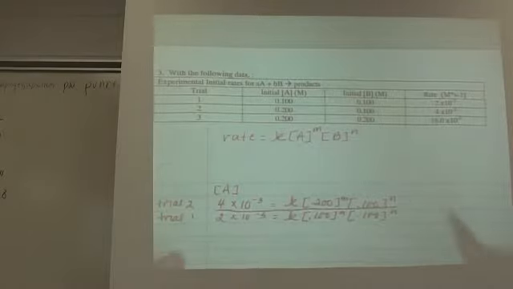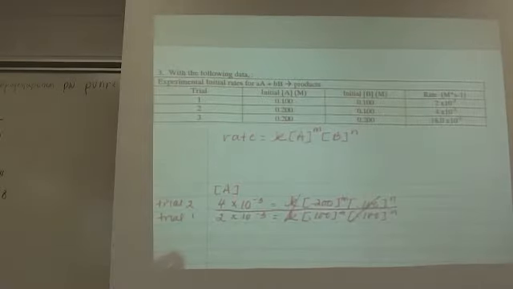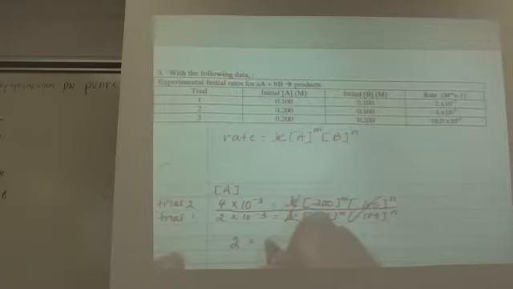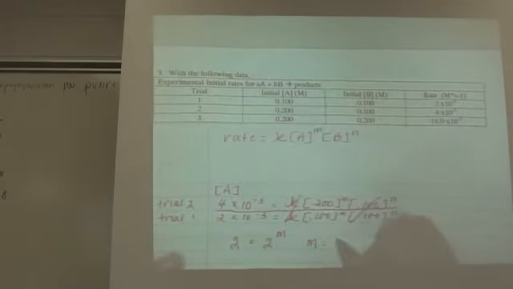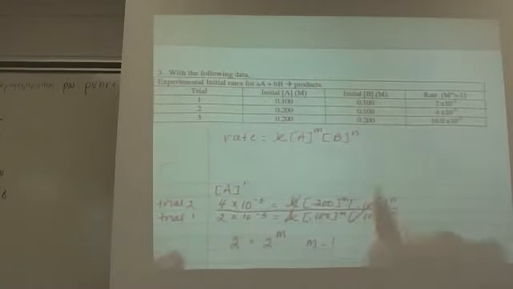Now that could be ugly until we see that this cancels and this cancels. Resolving this, we have 2 is equal to 2 raised to some power. It is intuitively obvious that m is equal to 1. So the order for A is 1.